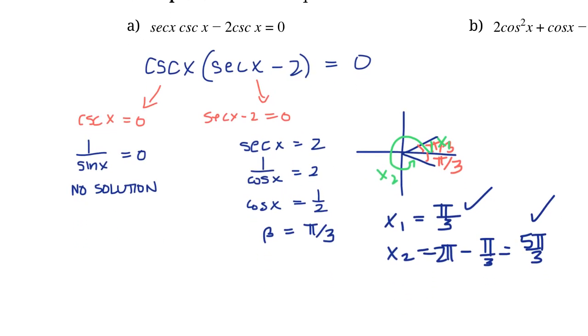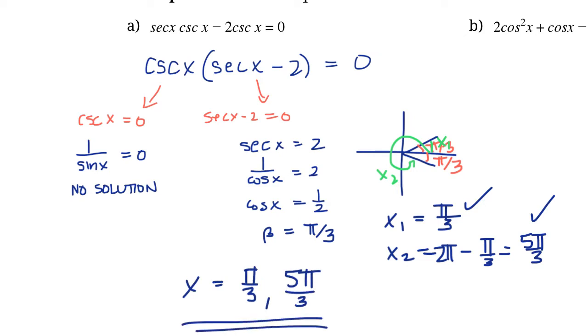And what's actually nice to do, I really should have done this in previous questions as well, is to list our answers at the end. And it's good to list them in ascending order. So pi by 3 is our first answer, and 5 pi by 3 is our second answer. So there we go. That is our final solution to this problem.